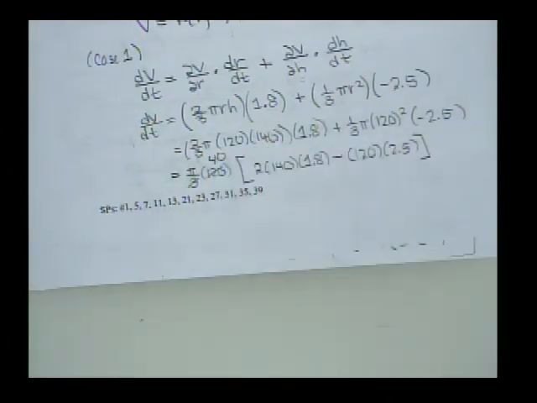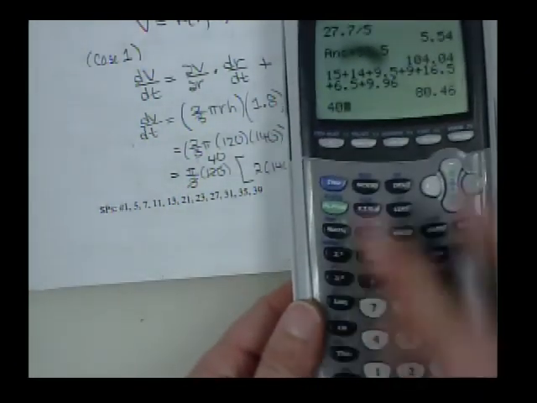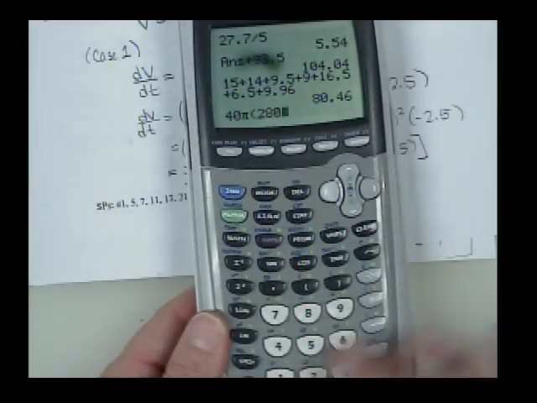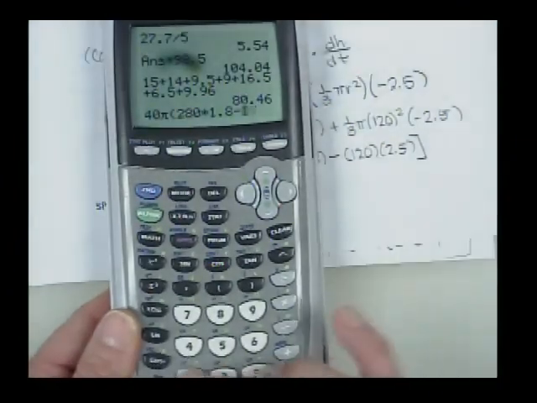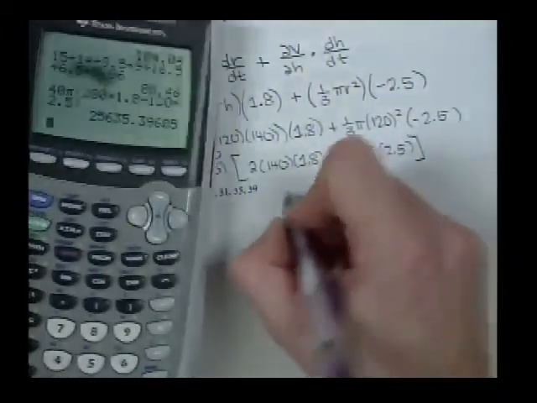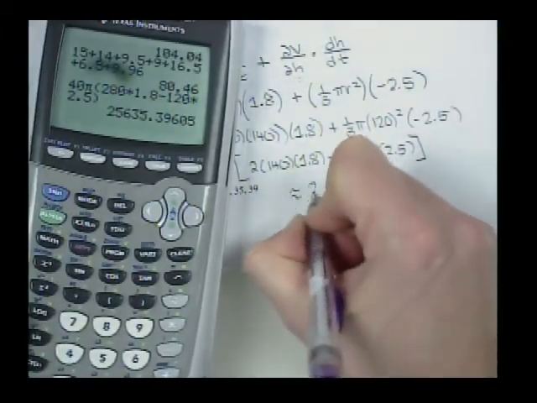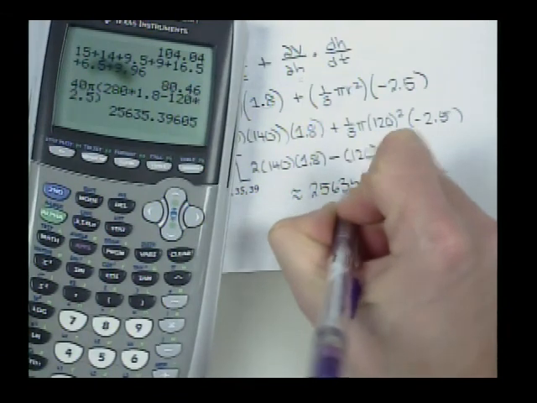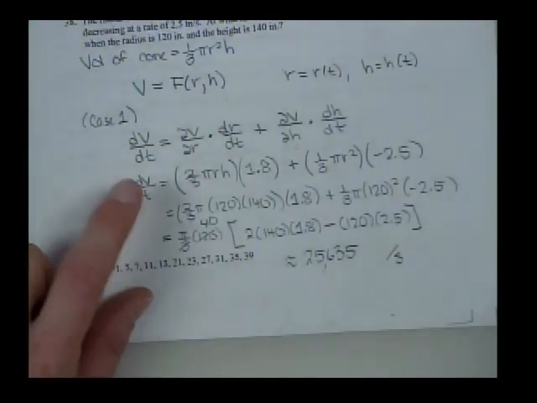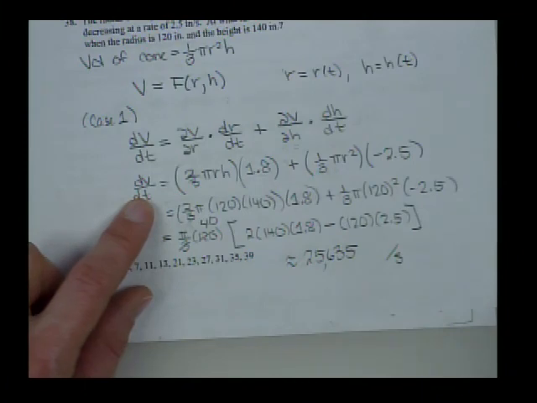3 goes into 120 40 times. So I'd have 40 pi. And then 280 times 1.8 minus 120 times 2.5. So approximately 25635. What would be the units on that? It's something per second. It's volume, inches cubed, right?